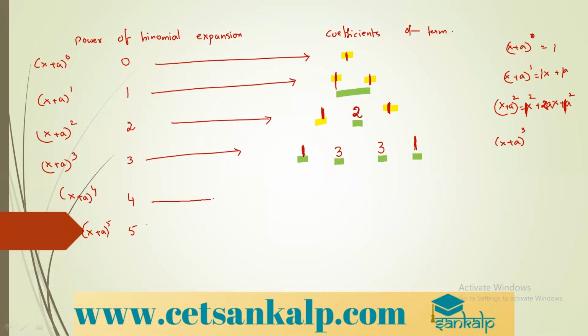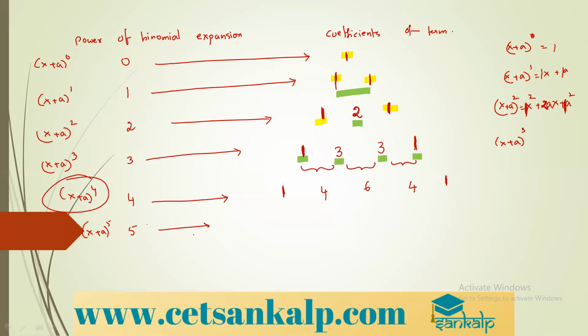Similarly, when you take the expansion of x plus a whole power 4, first will be 1, last will be 1. In the middle, 1 plus 3 is 4, then 3 plus 3 is 6, 3 plus 1 is 4. These are the coefficients of the 5 terms in the expansion of x plus a whole power 4.